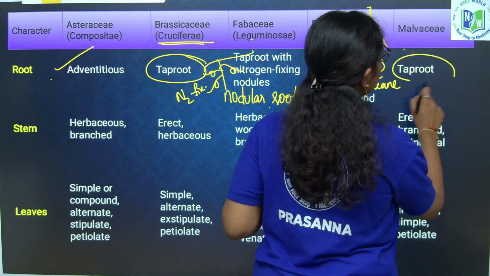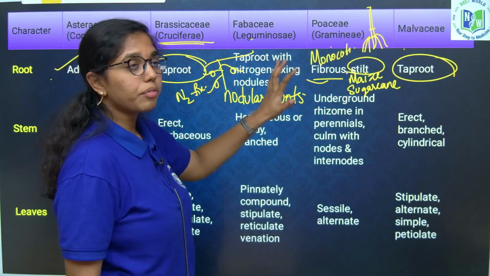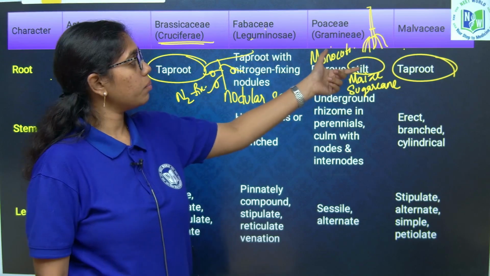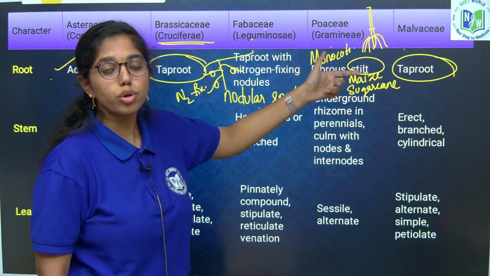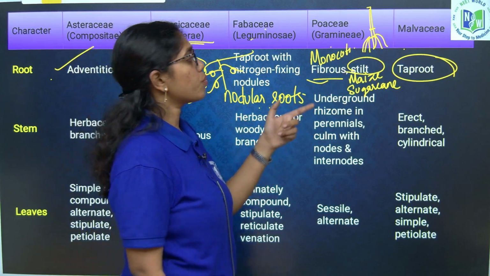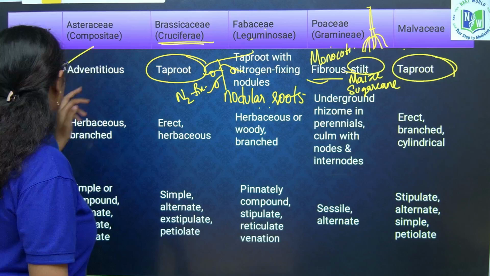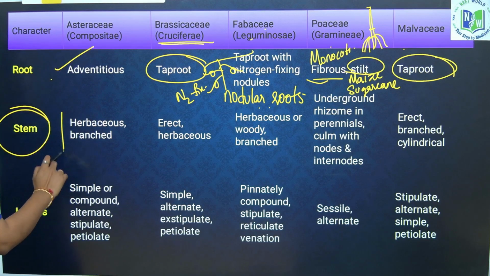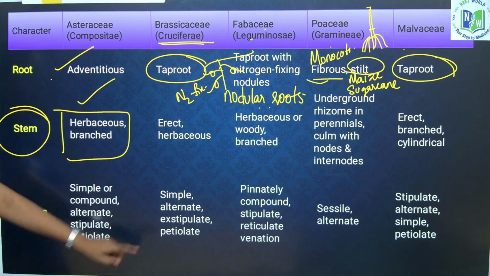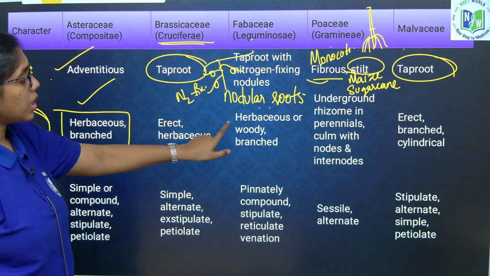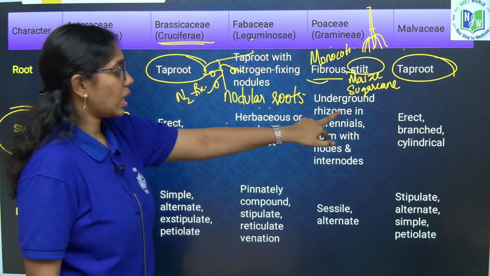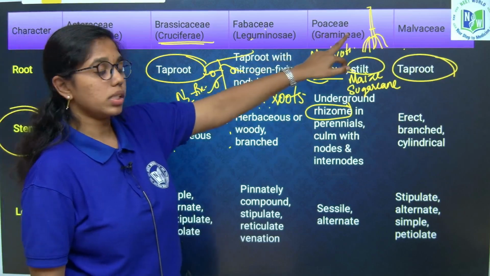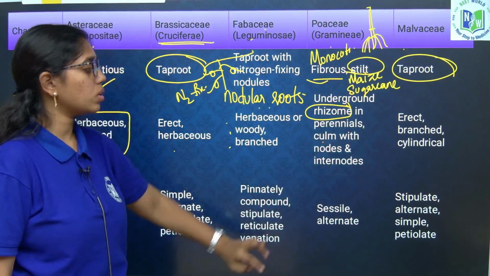Next, Malvaceae, of course it is taproot system. What you have to remember most is, with respect to Fabaceae, it has nodular roots, and Poaceae members like maize and sugarcane will show a root modification called stilt roots to provide mechanical support. This is all about root system. Coming to stem, it is herbaceous and branched for Asteraceae, erect and herbaceous for Brassicaceae, herbaceous woody branched for Fabaceae. Next, rhizome type of modification you will see in Poaceae, rhizomes, and culm with nodes and internodes.